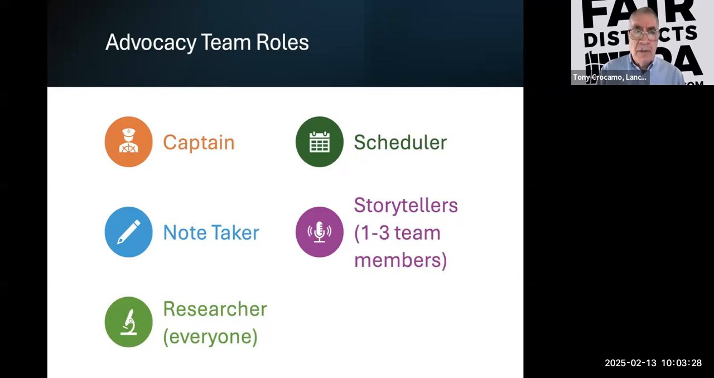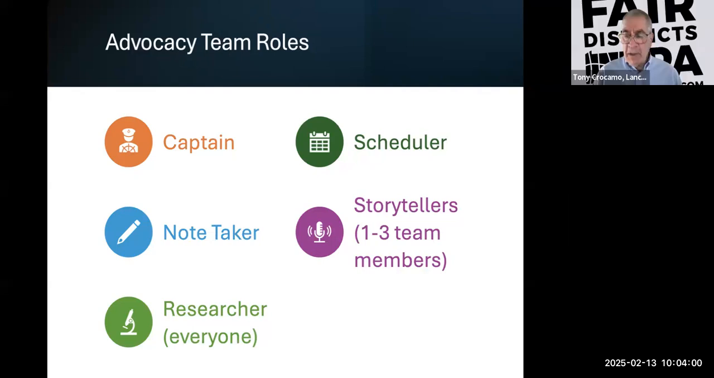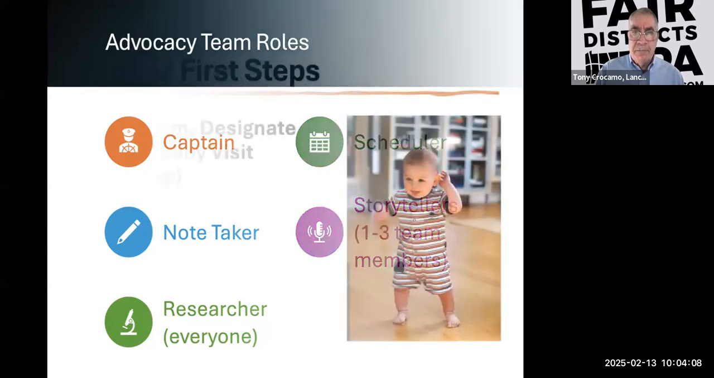Note taker. A note taker is a person who, well, guess what they do? They take notes during the meeting. It's very important to have one person dedicated to taking notes. This person doesn't necessarily have a speaking role. In fact, it's probably better if they don't, because it's hard to take notes while you're also engaged in a conversation with the legislator. One to 3 team members will be telling a story. We call it the "what brought me here" story, and there'll be more on that later. And then all of the team members are researchers, doing research on the legislator, trying to find things that make you similar to, rather than different from, the legislator.